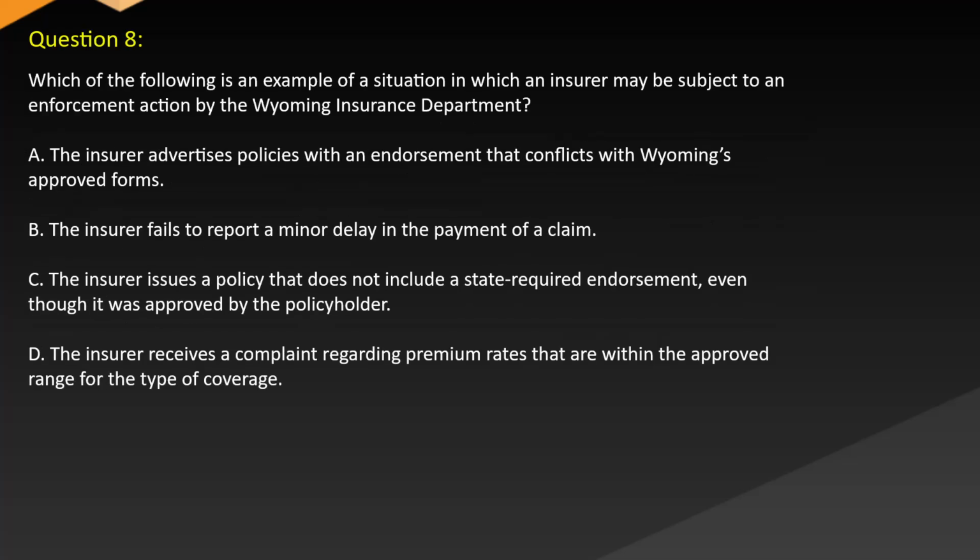Question 8. Which of the following is an example of a situation in which an insurer may be subject to an enforcement action by the Wyoming Insurance Department? A. The insurer advertises policies with an endorsement that conflicts with Wyoming's approved forms. B. The insurer fails to report a minor delay in the payment of a claim. C. The insurer issues a policy that does not include a state-required endorsement even though it was approved by the policyholder. D. The insurer receives a complaint regarding premium rates that are within the approved range for the type of coverage.